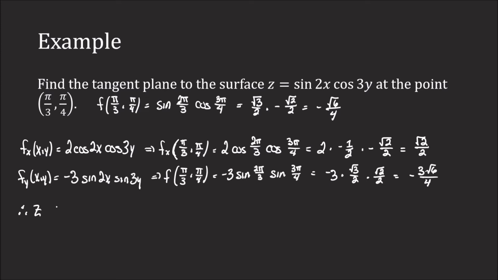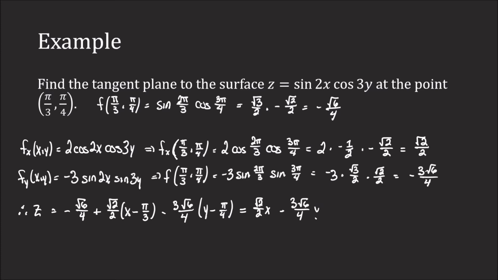So our tangent plane would be z is equal to negative square root of 6 over 4 plus the square root of 2 over 2 times x minus pi over 3 minus 3 square root of 6 over 4 times y minus pi over 4. So simplify this out. We'll have the square root of 2 over 2 x minus 3 times the square root of 6 over 4 y.